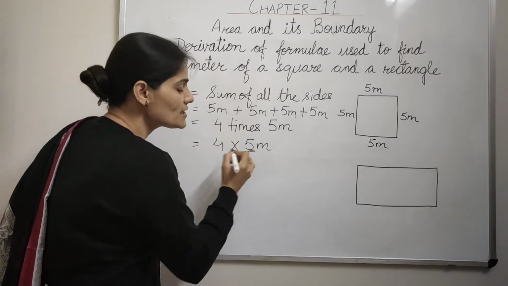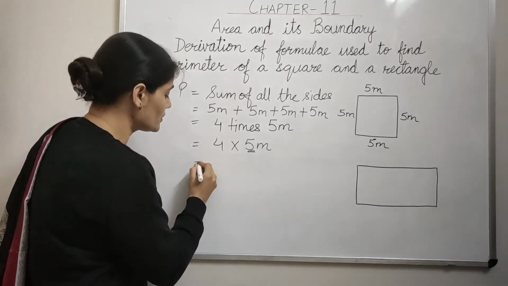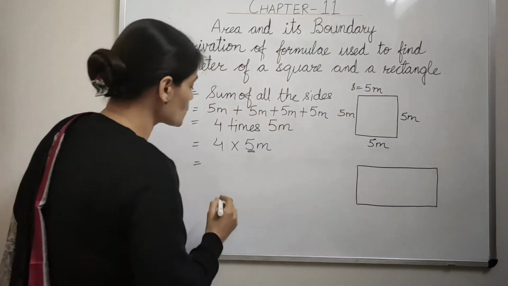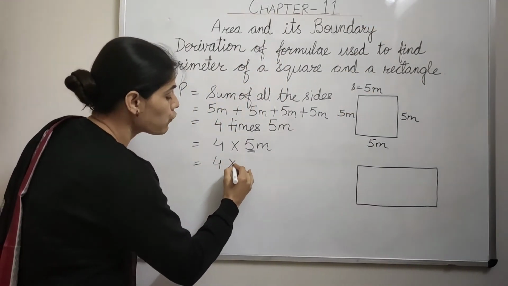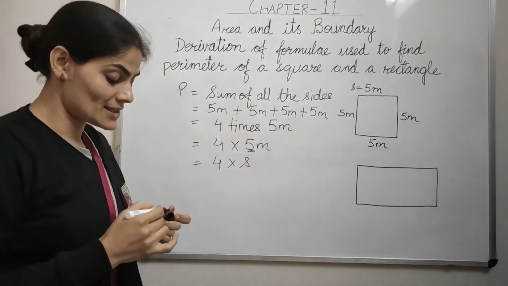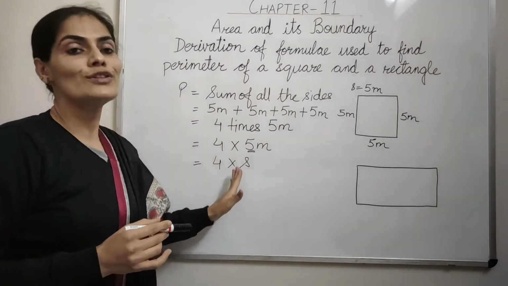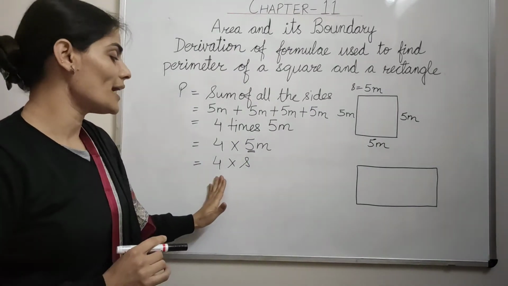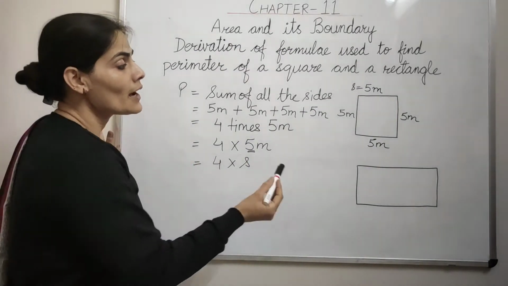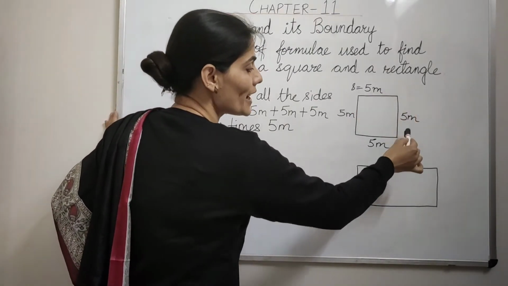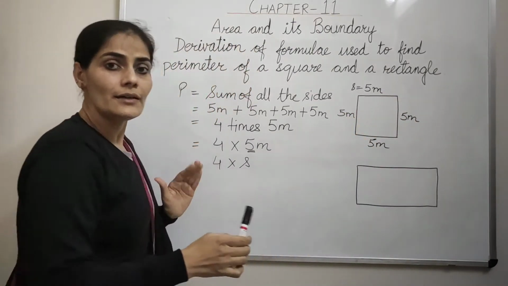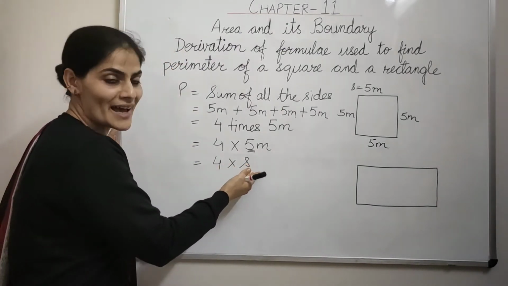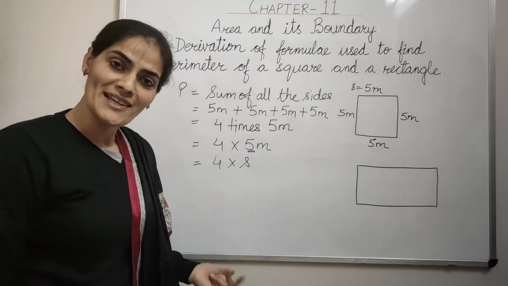And 5 meters is what, my dear children? It is actually the side of the square. So can I write 4 into S? This is how the formula of finding the perimeter of a square originated. Now, the side of the square is required to be added 4 times. So straight away, 4 times side gives us the perimeter, students.